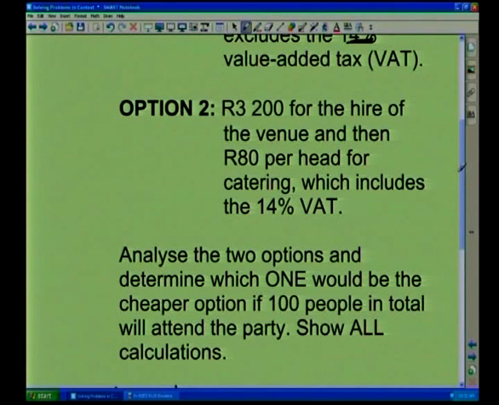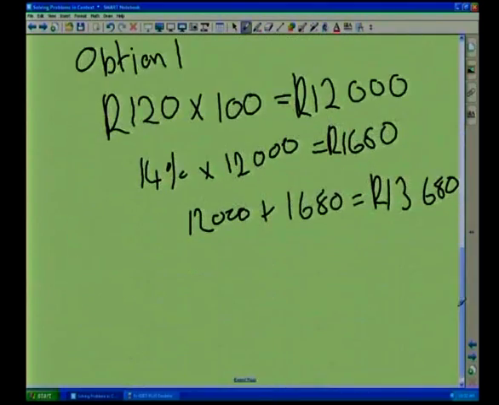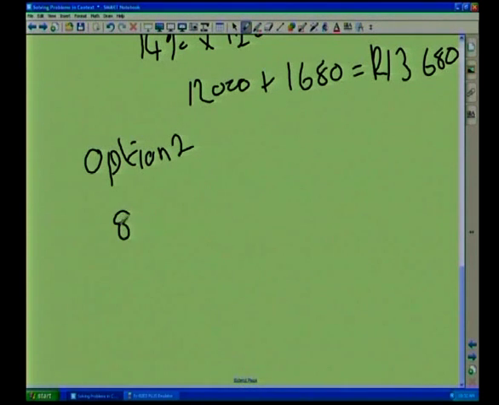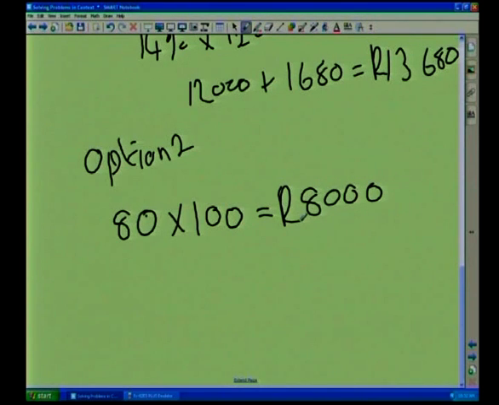Let's now go to option 2, which says the following. 3,200 Rand is charged for the hire, and we're charged 80 Rand per head for the catering, which includes the 14% VAT. Well, here we'd need, and let's make another heading, option 2. We're going to take the 80 Rand that's being charged. Again, we need to multiply it by 100, and that gives us an answer of 8,000 Rand. Remember, this figure already includes the VAT, so there's no multiplying of percentage here.